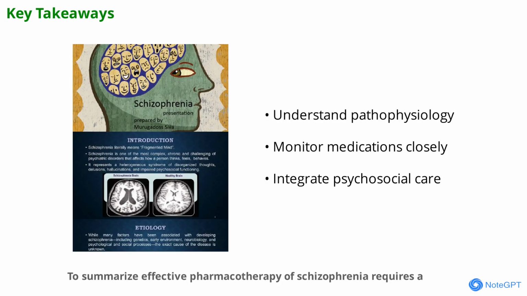To summarize, effective pharmacotherapy of schizophrenia requires a thorough understanding of the disorder's pathophysiology, careful selection and monitoring of antipsychotic medications, and integration of psychosocial interventions. Patient-centered care, ongoing education, and support are essential for achieving the best possible outcomes.